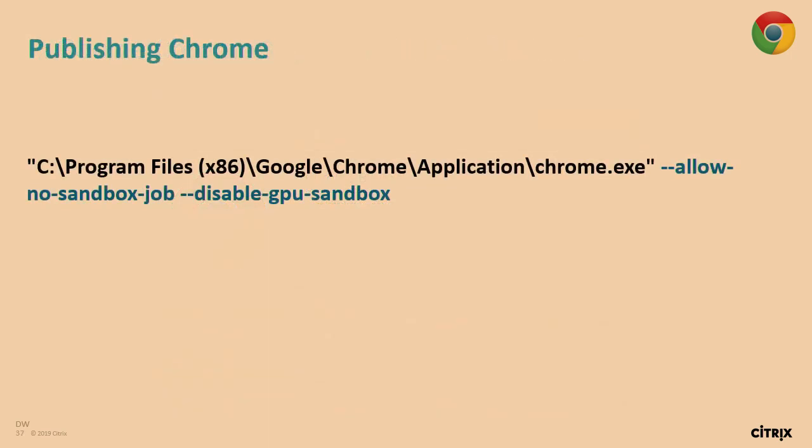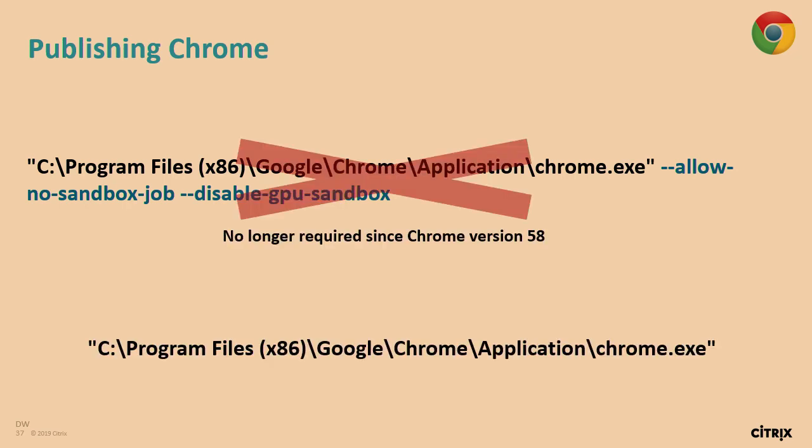So, publishing Chrome: in previous versions, you had to publish Chrome with the no-sandbox switch and disabled GPU. But luckily, as of version 58, you don't need to do that anymore, and you can actually publish Chrome from within the Program Files directory itself.